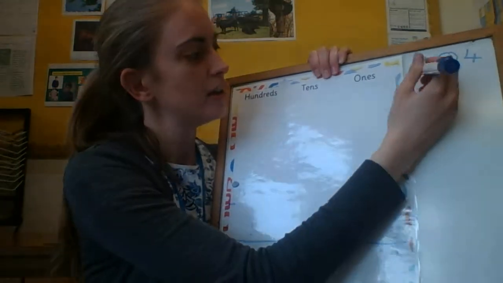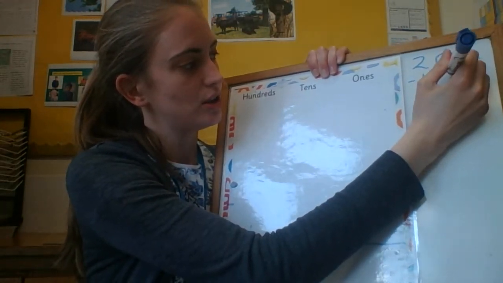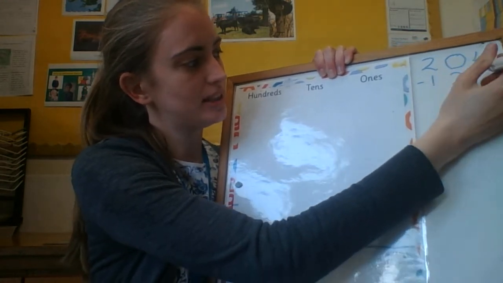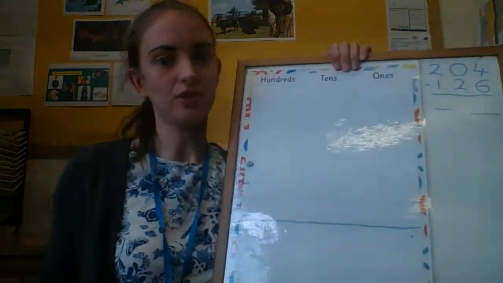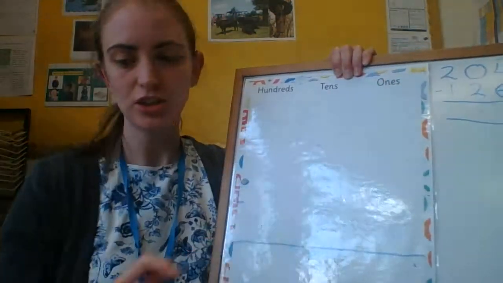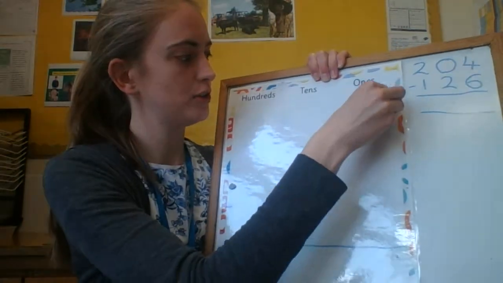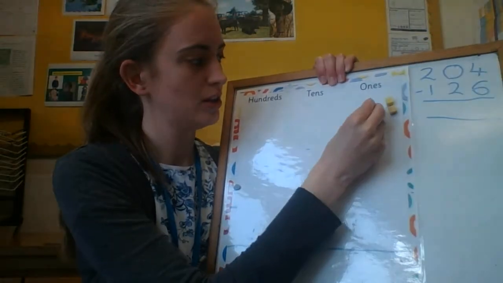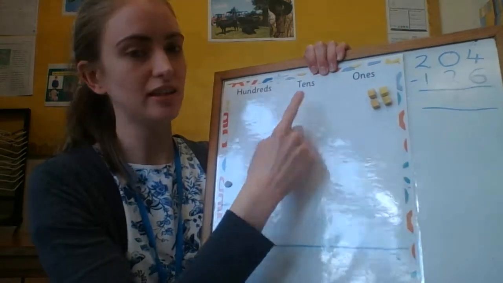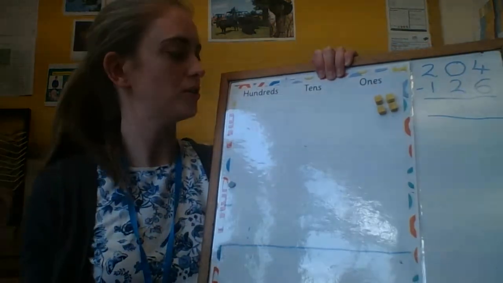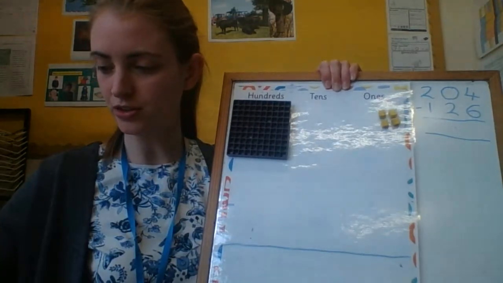204 subtract 126. Okay, and that equals, I'm going to pretend I've used a ruler for that. So 204, first job, make that first number. So I have got 4 ones, 1, 2, 3, 4. 4 ones, no 10, so don't need to put anything in there, and 2 hundreds. So add my 2 hundreds in.